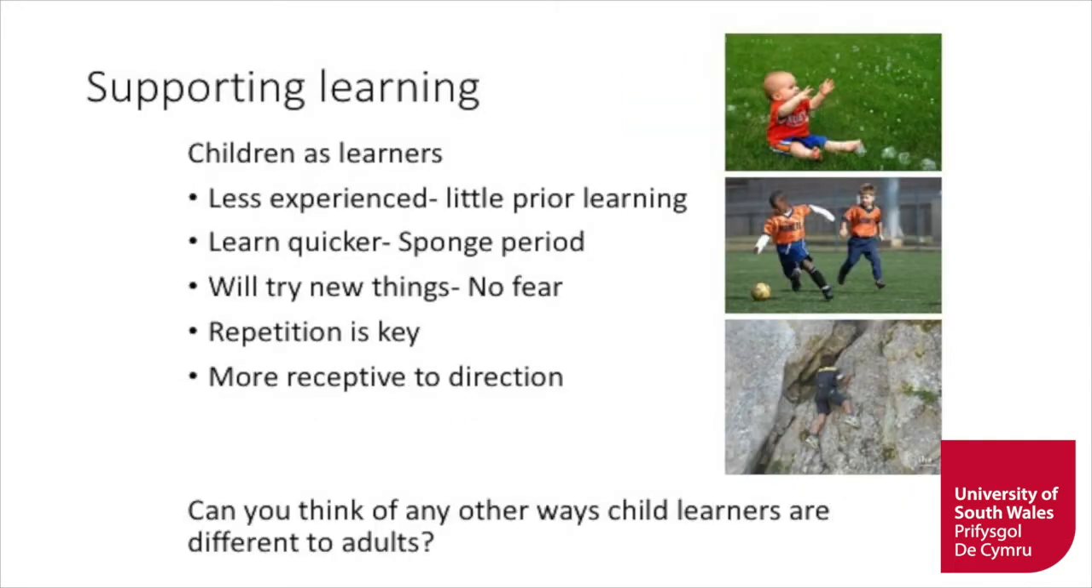If we were looking at children as learners, obviously they are less experienced with little or no prior learning. They learn quicker, so there's definitely that sponge period. If you're working with younger children in that sponge period of around 6 to 12, they're definitely going to take on board and be able to retain and develop their skills and learn more. They're willing to try new things and they have less fear. Repetition is key, so repeating movements and things is going to help them learn. They're definitely more receptive to direction. They're less influenced by external things that have happened to them due to that lack of experience, so are more open to suggestions. Can you think of any other ways child learners are different to adults? Have a little think for yourselves.